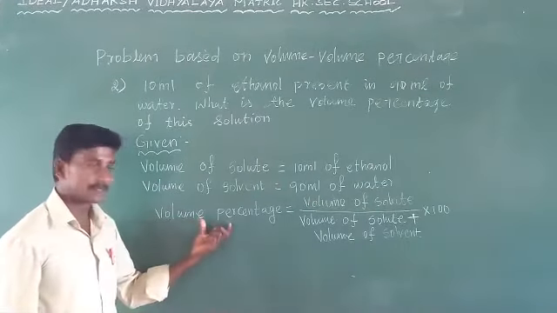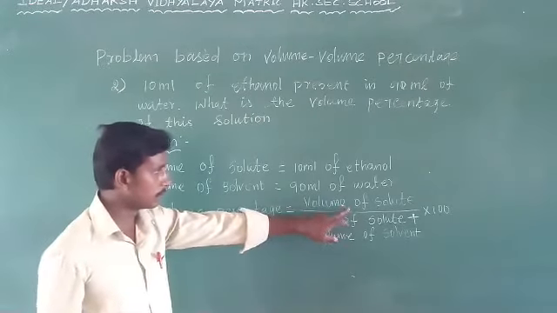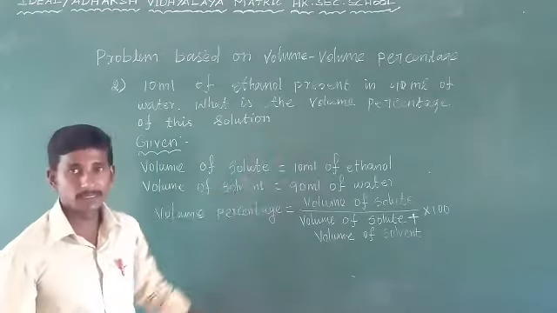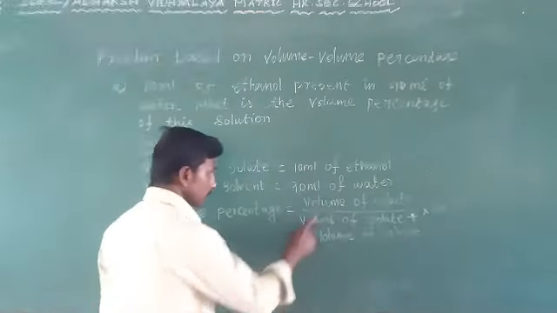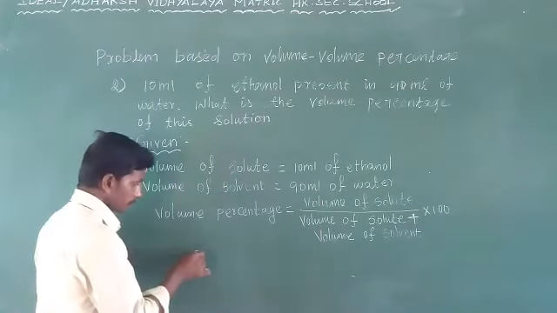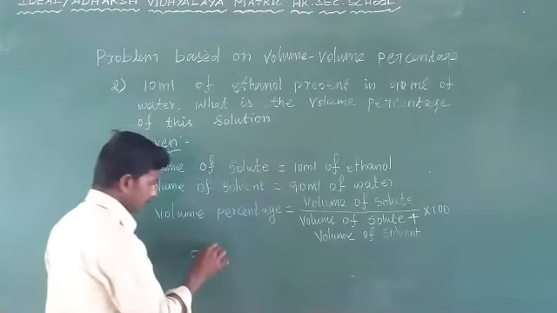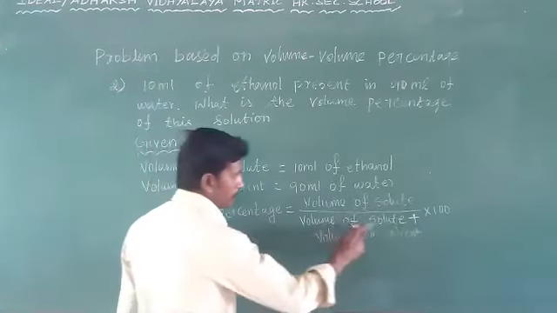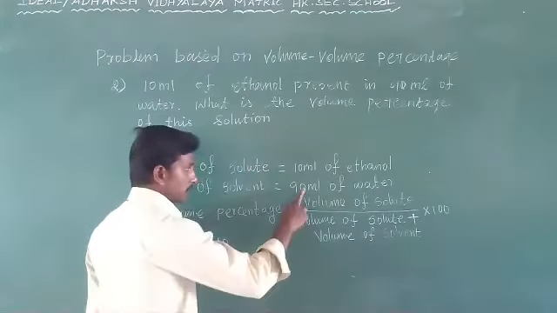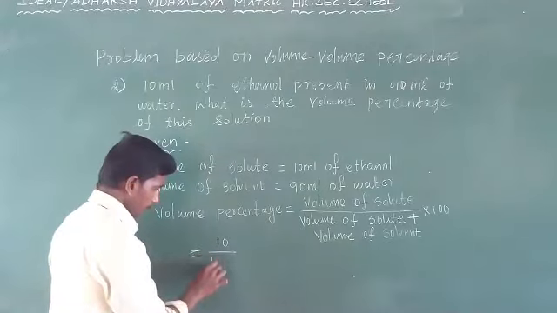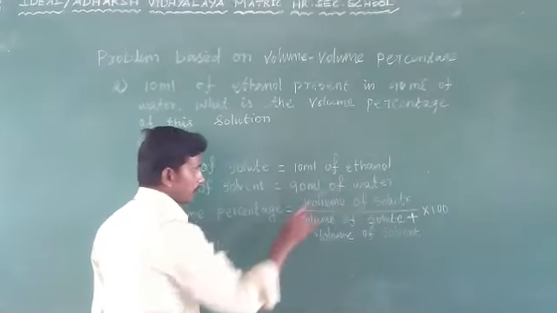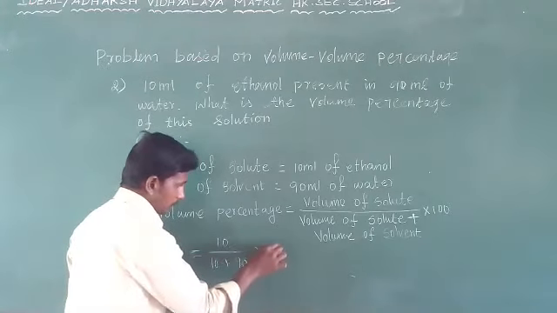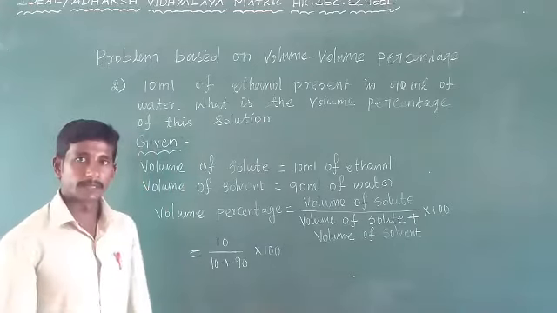Then to calculate the volume percentage, we substitute the volume of solute and volume of solvent. First, volume of solute is 10 ml of ethanol. So 10 divided by volume of solute 10 plus volume of solvent 90 ml of water, so 90, into 100.